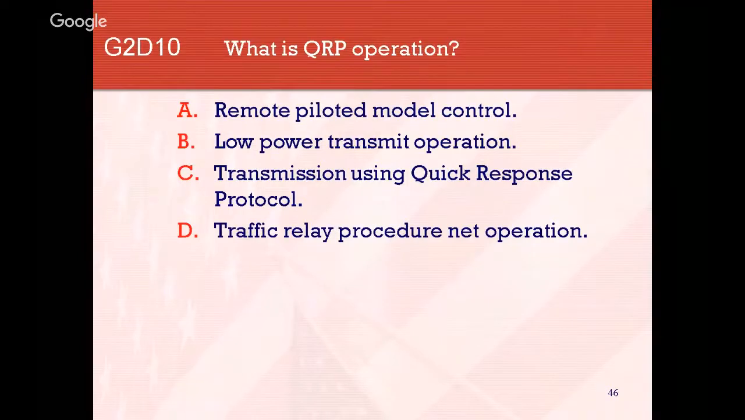So what is QRP operation? Pretty much simple. We covered this quite nicely, I think. QRP, again, is that low power transmit operation. Typically, it's less than 10 watts. You'll find a lot of people using 4 and 5 watt transmitters.